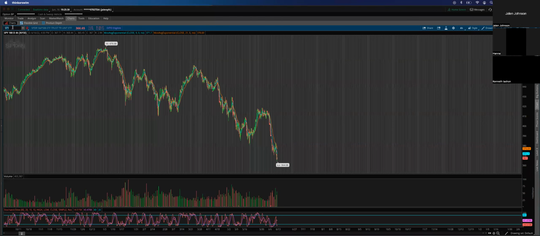Now, not every trend line is going to be perfect. Not every trend line is going to be pretty. Not every trend line is going to be the best trend line. But as a trader, you just want to identify them and you want to trade the best ones.